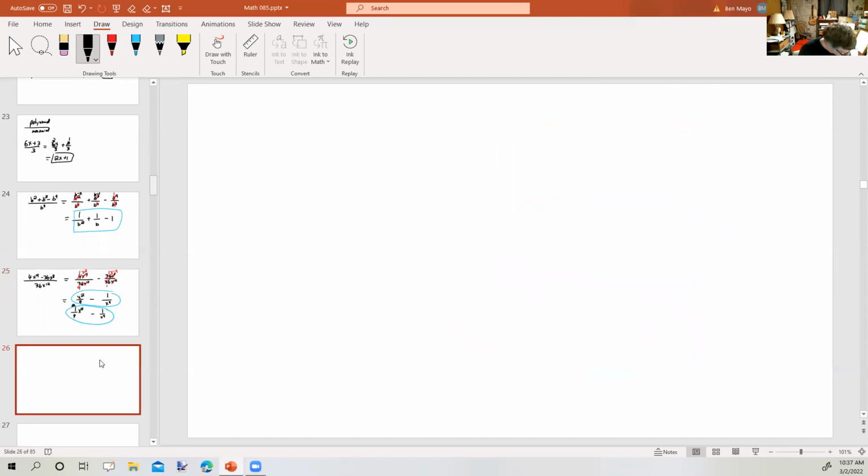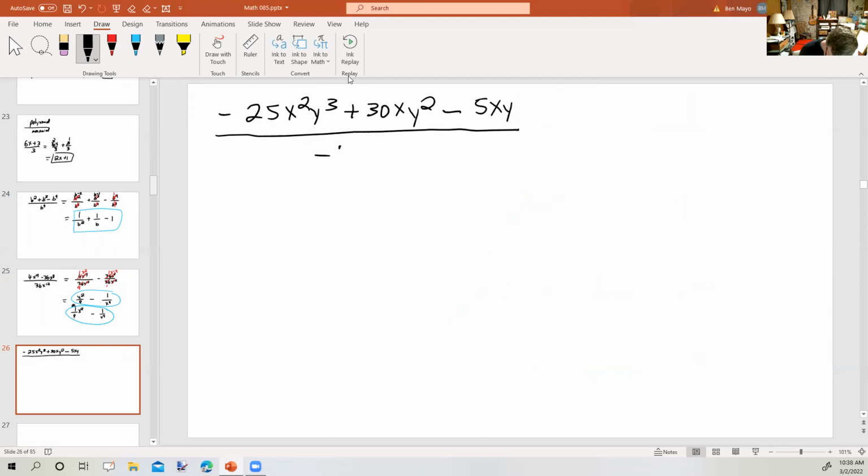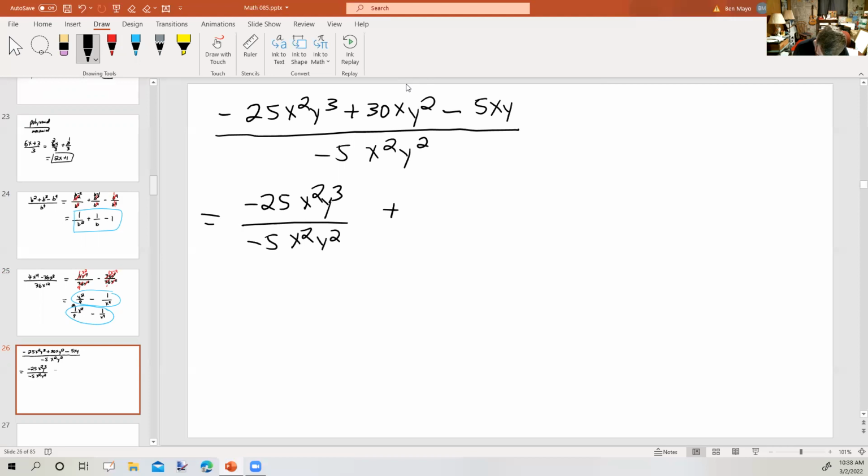And let's see here. Negative 25 x squared y cubed plus 30 xy squared minus 5xy, all divided by negative 5x squared y squared. So we have a polynomial divided by a monomial. So we're going to take each term in the numerator and divide it by the term in the denominator.